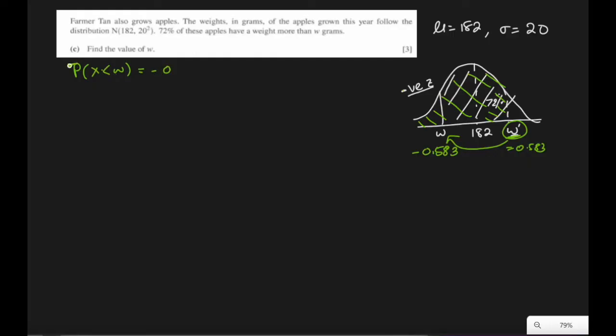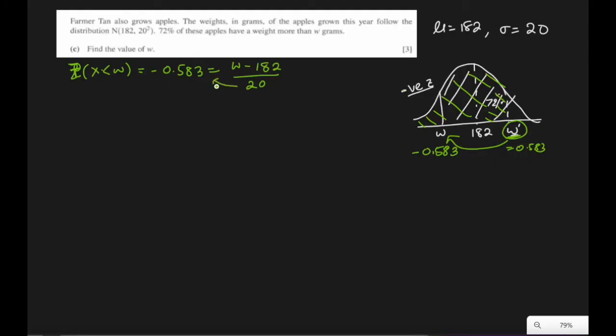Not probability, it's Z score, negative 0.583, and this is equal to the W, which is the value of X here, minus mean 182 divided by the standard deviation, which is 20. So this is of use for us, and we will use only this.